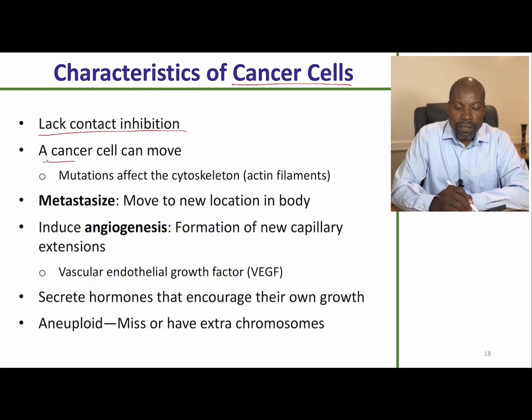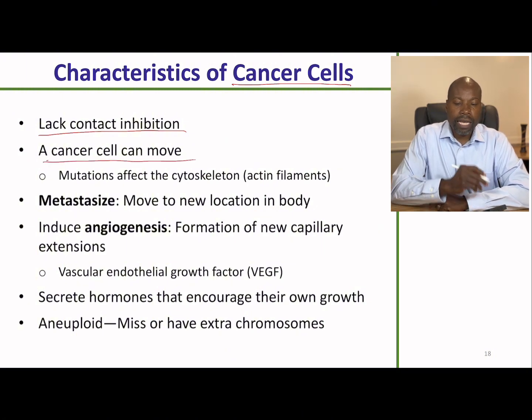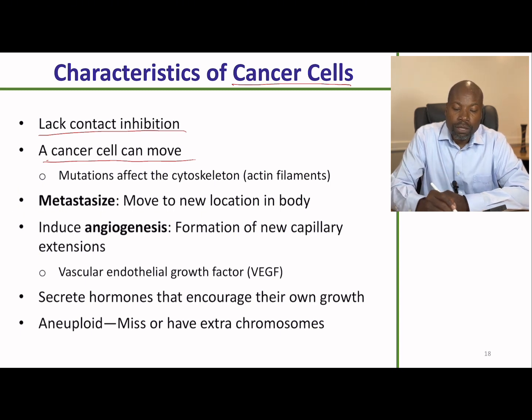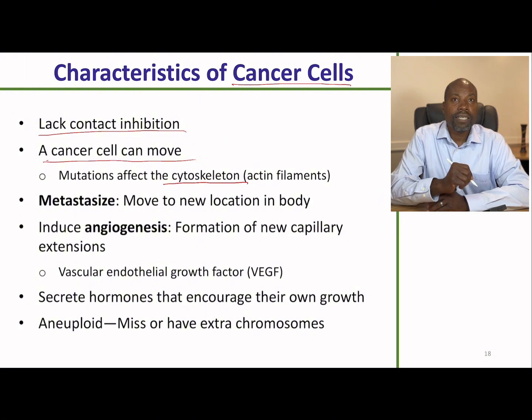So the cancer cells can move, so they can lose the ability to attach to each other and to actually be able to crawl to some other places, right? Which means that actually the cytoskeletal organization is affected in cancer cells.